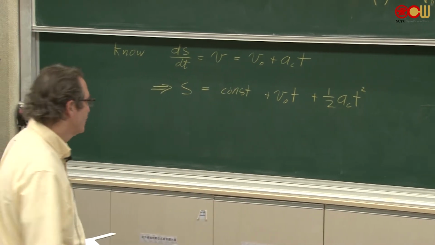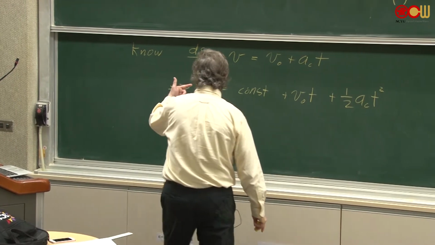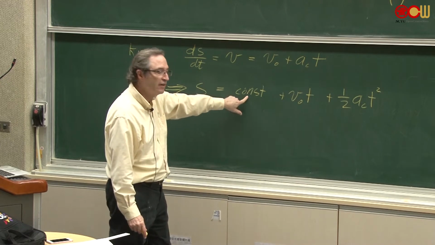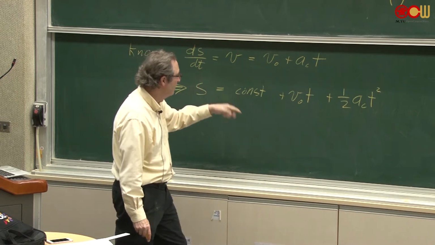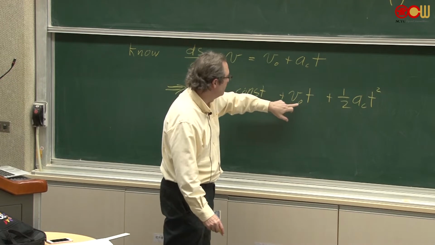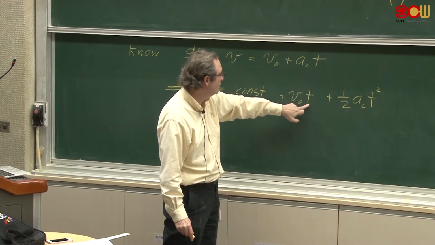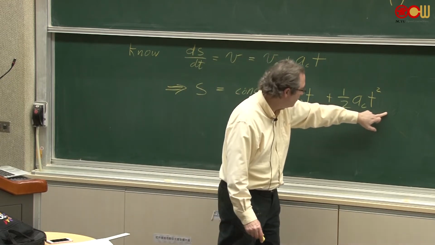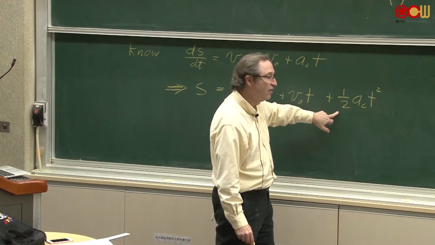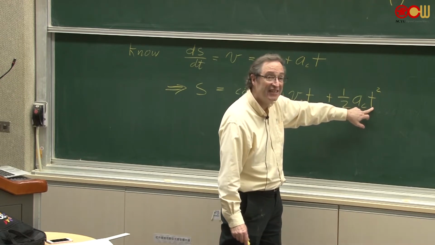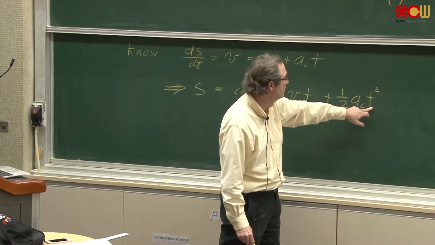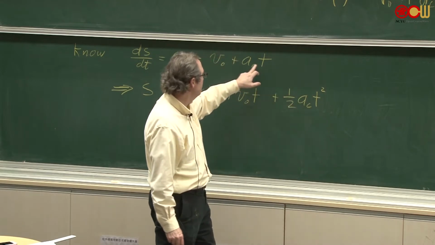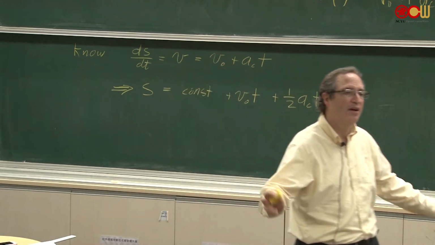So let's see if this works. So I take the derivative of s, and I want to get this formula. So the derivative of the constant is 0. That's good. The derivative of this term, v0 times t, with respect to t is v0. There's my v0. And the derivative of this term, how do you get that? Well, the derivative of t squared, hopefully you know from calculus, is 2t. The 2 cancels the 1/2, and I'm left with t times ac. So sure enough, that works.